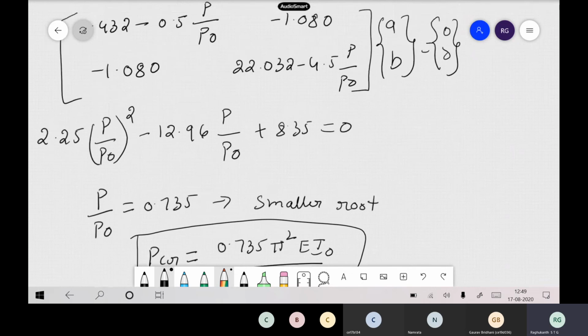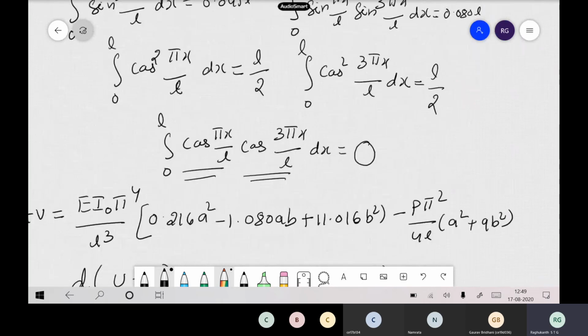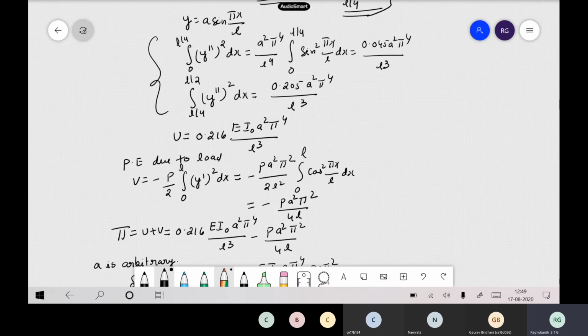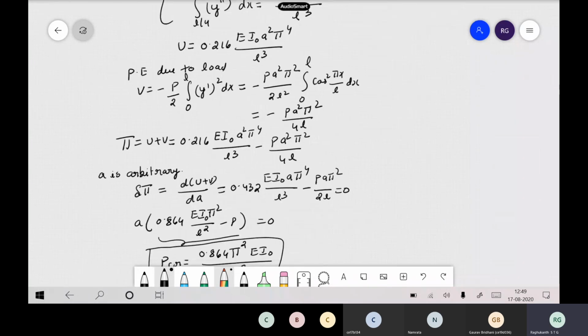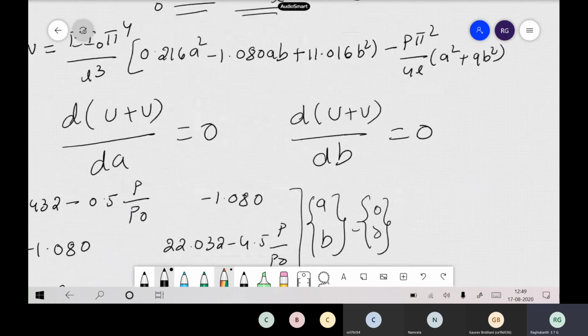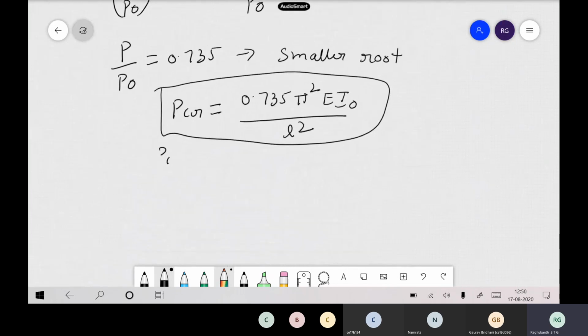Now what is the exact value? Just now we wrote the exact value, which if you solve is 0.65. Previously we got 0.864. The exact value is 0.65, and now we have got 0.735. You follow? When you compare 0.735 to the exact value and calculate the error, it is basically a 13% error.